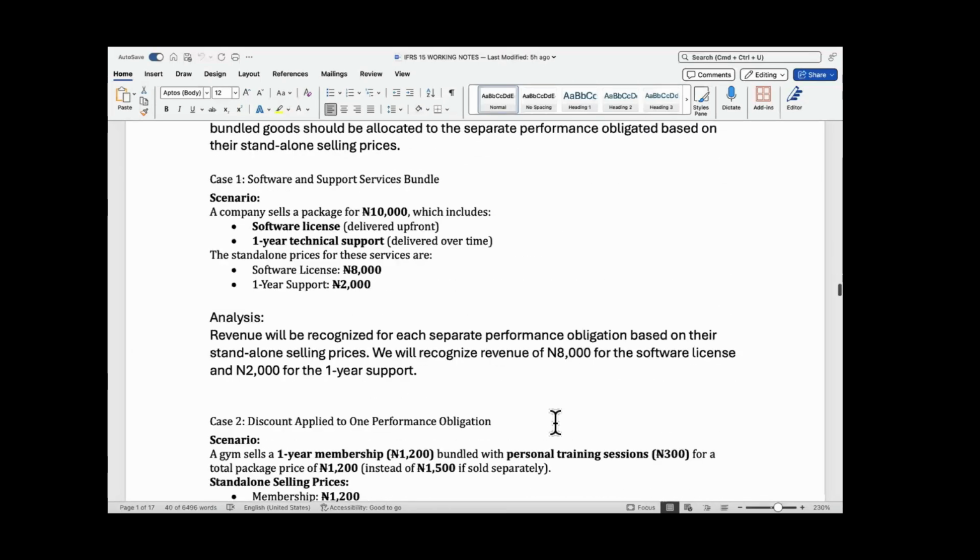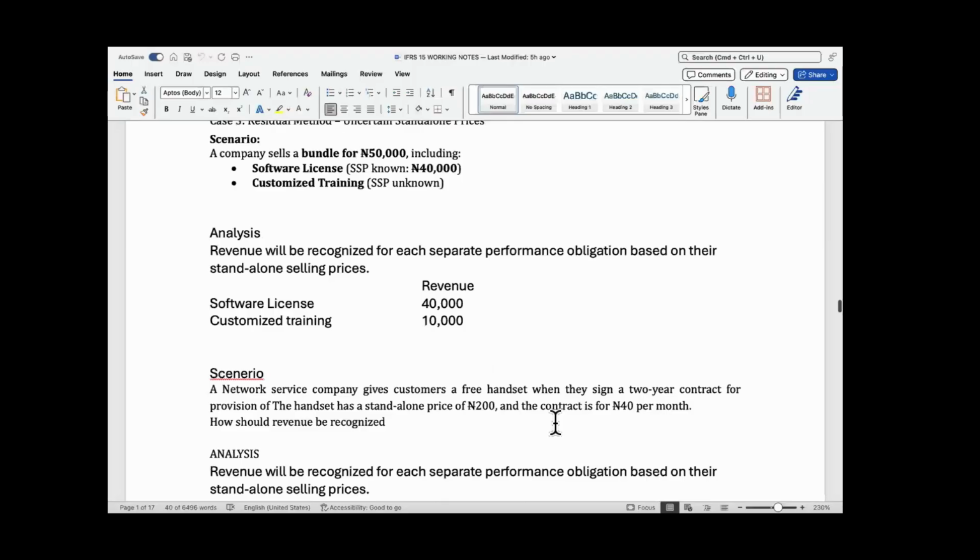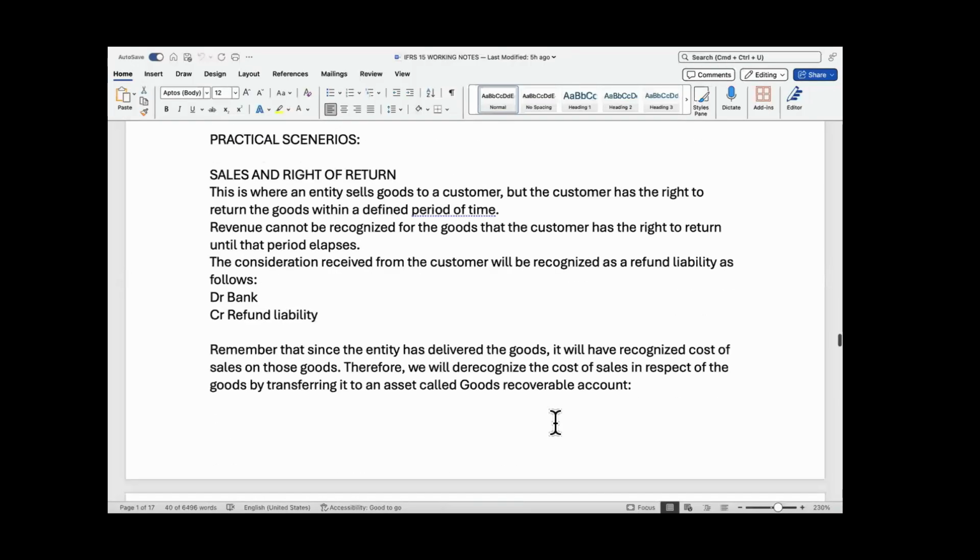Now, we then move to some practical scenarios. Open your eyes to areas of specific guidance from IFRS 15. And these areas, from what I've seen so far, are what they can mostly test. When they want to test calculations, it is this area they will come to. Of course, from this area, they can incorporate step 1 to step 5 also, because you need to apply that step 1 to step 5 into these scenarios. We started with sales and right of return.